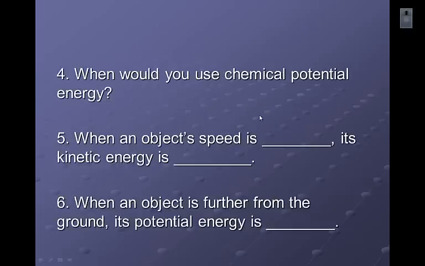Number 4, when would you use chemical potential energy? Number 5. When an object's speed is blank, its kinetic energy is blank. Number 6. When an object is further from the ground, its potential energy is blank.